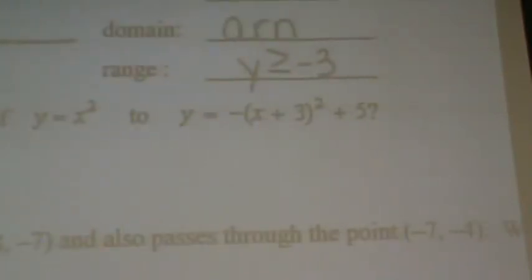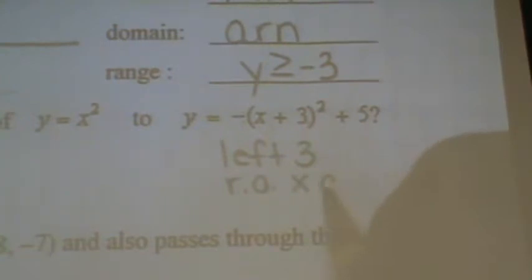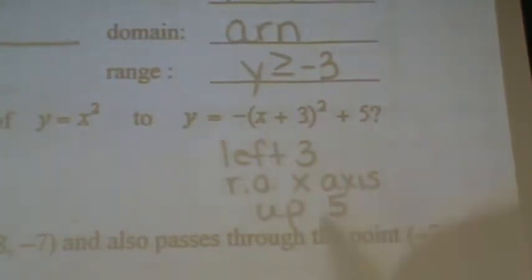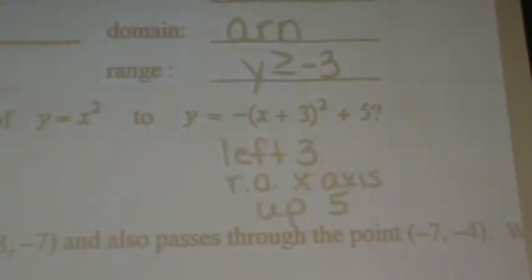Okay, tell me the transformations on 39. Left 3, up 5. What's this negative? Flipped. Reflection over the x-axis and up 5. Number 40.